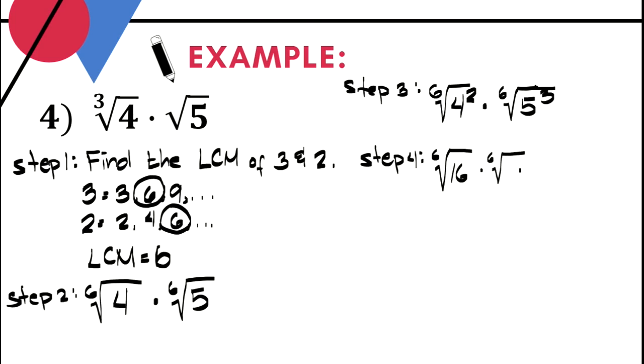Case number 1, since they have the same index, we will just multiply the radicands. Copy the 6th root and multiply 16 times 125. We have 6th root of 16 times 125 is 2000.